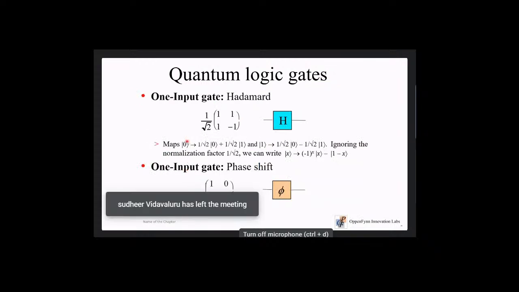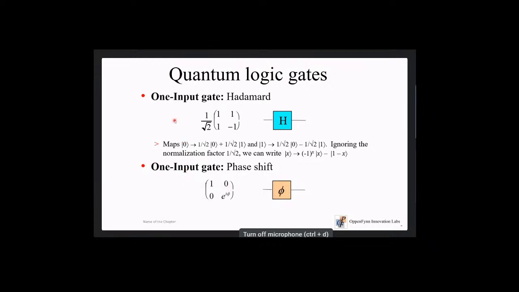Due to lack of time, I will not be able to go into this. But the point I want to make is, as you saw in the case of the NOT gate, all of these representations are represented in the form of matrices. That's why I said linear algebra is quite important for quantum computing.